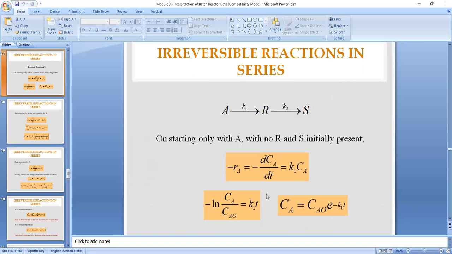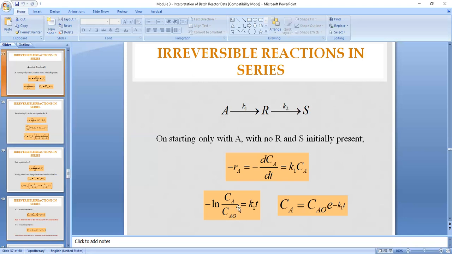Now, in some problems, this k1 and this k2 are equal. If that is the case, I'm already emphasizing it now, the formulas that are given here will not work anymore, except for the formula for the first step and the formula for determining the amount of A remaining after some time. I'm speaking of a series reaction in which the rate constants of the first and the second reactions are equal. If they're not equal, then all the formulas that you have here will be applicable.